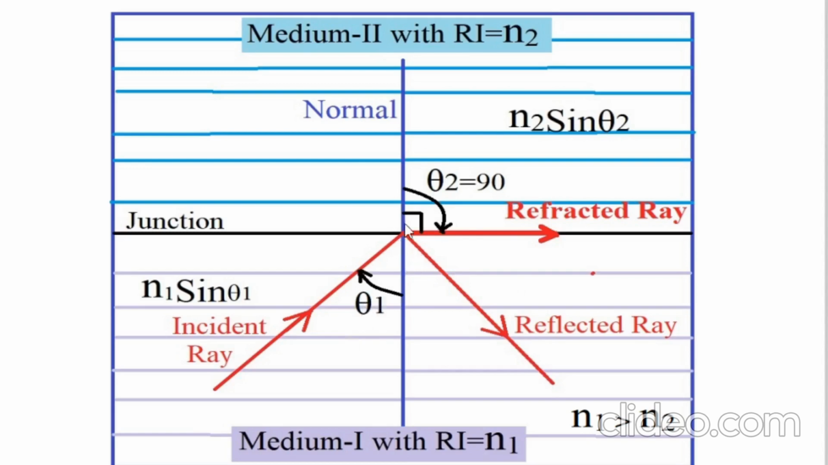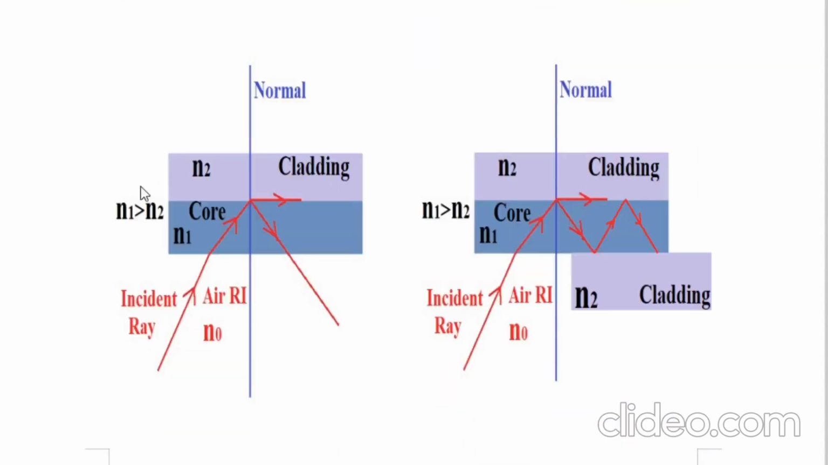Now if I talk about this medium and that medium, this ray will come back into the same medium, that is maximum reflection, and it will go somewhere down. Therefore, see here, now only look at the left hand side. On this N1, we have launched the incident ray. Then it bends and goes to the junction of core and cladding. So this upper part we are calling cladding. The lower part we are calling core. Core has refractive index N1. Cladding has refractive index N2.